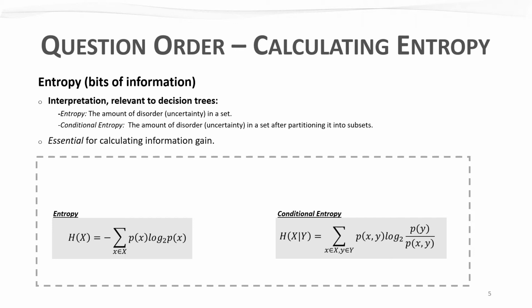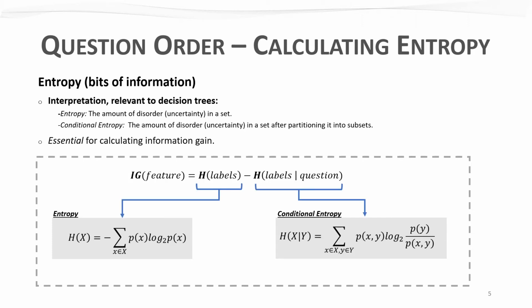Entropy forms the foundation for information gain. Entropy is information content, and it's typically expressed in bits of information. For our purposes, we'll think of entropy as the amount of disorder in a set. And we'll think of conditional entropy as the amount of disorder in a set after partitioning it with a question. These entropies are essential for calculating information gain, since the information gain is simply conditional entropy subtracted from an entropy. Again, this term is the disorder of the starting set, and this term is the disorder of the starting set given that we know the answer to this question.